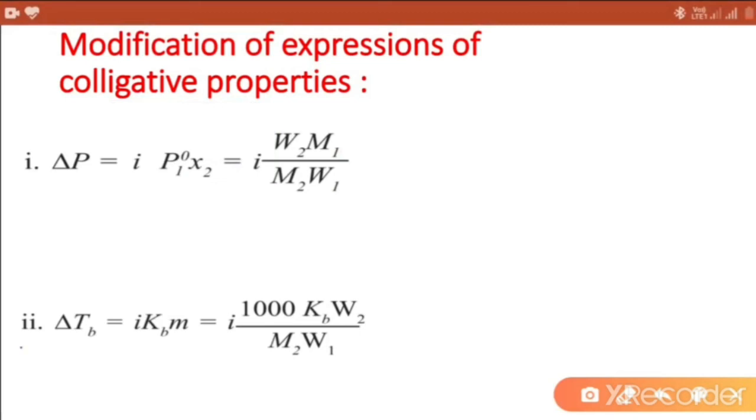Similarly, for elevation of boiling point, the equation is delta Tb is equal to i into Kb small m.